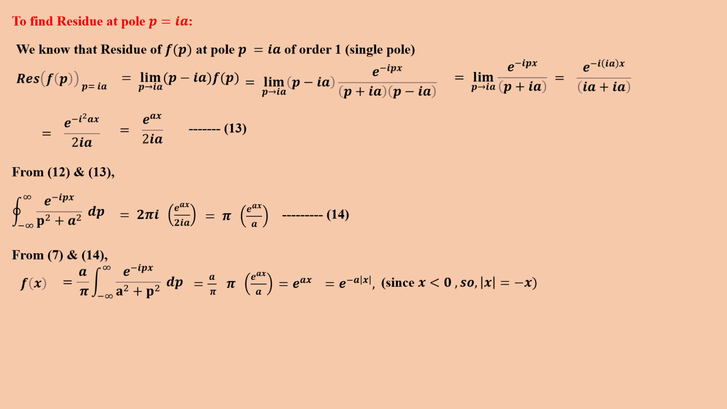So x is less than 0 means mod x value is minus x. If you are putting the mod x value in this case, minus a into minus x, you will get minus into minus plus, e power a x, right? So this can be written as e power minus a mod x. This is equation number 15. From 11 and 15, the final conclusion is f of x is equal to e power minus a mod x for all values of x.